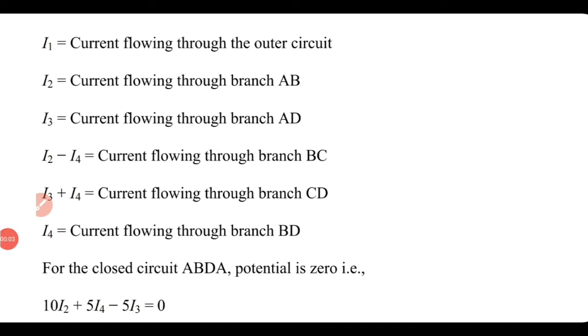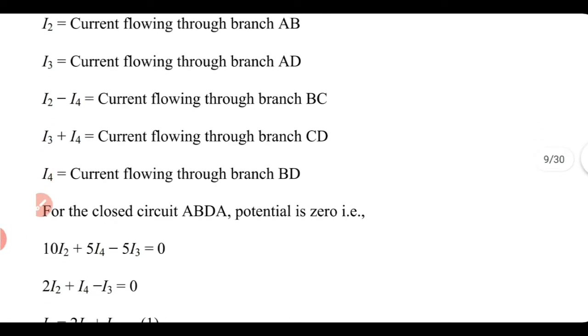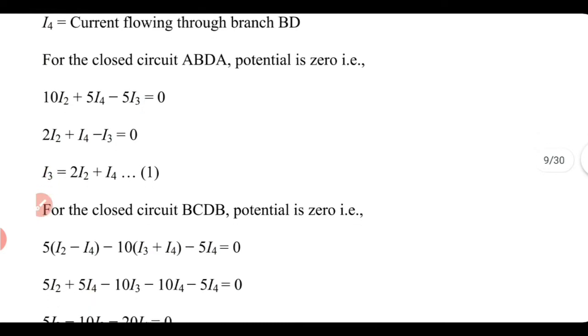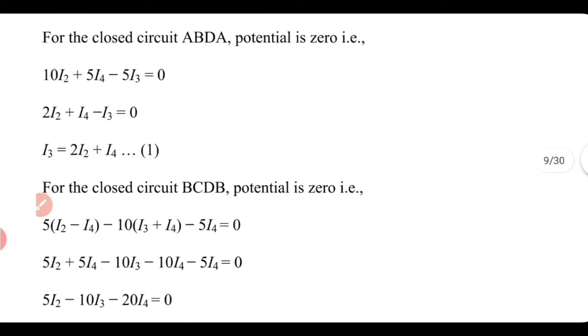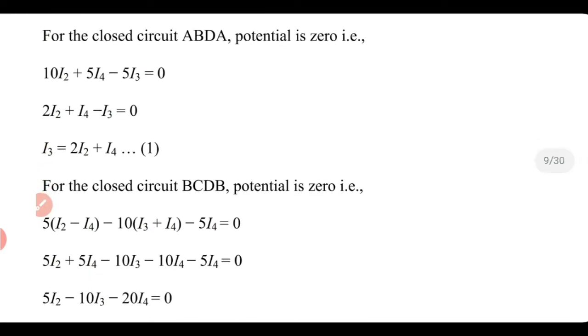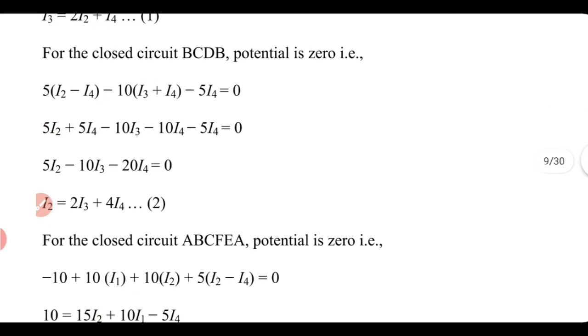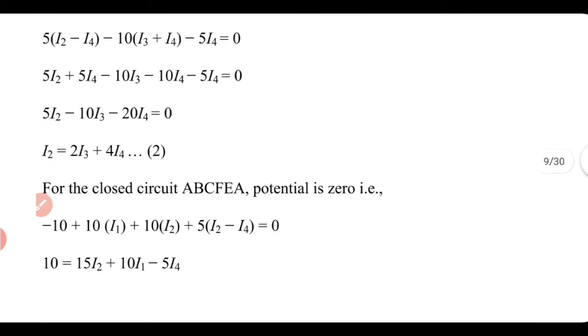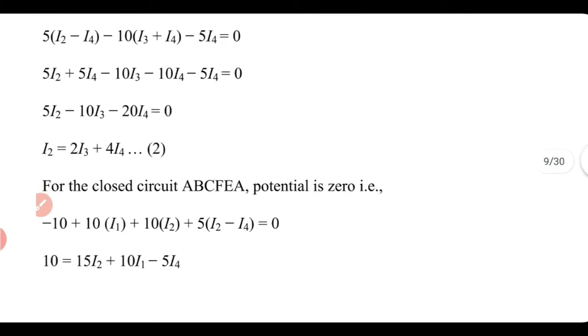So you can take each loop and write the loop equation. First loop is ABDA. For that loop, 10I2 plus 5I4 minus 5I3 equal to 0. Simplifying that equation, we will get I3 equal to 2I2 plus I4. That is equation 1. Next loop which we are taking is BCDB. For that loop, we have the final expression I2 equal to 2I3 plus 4I4.